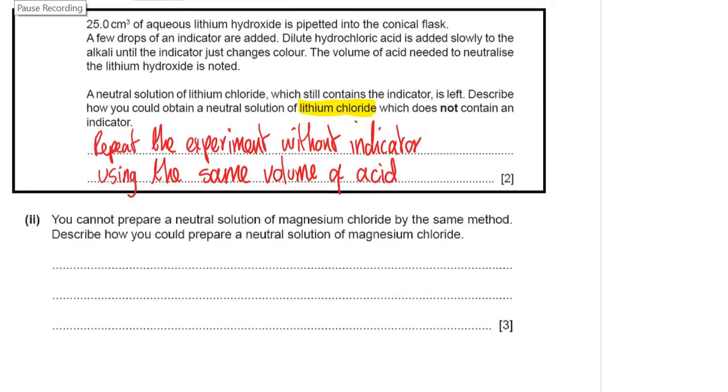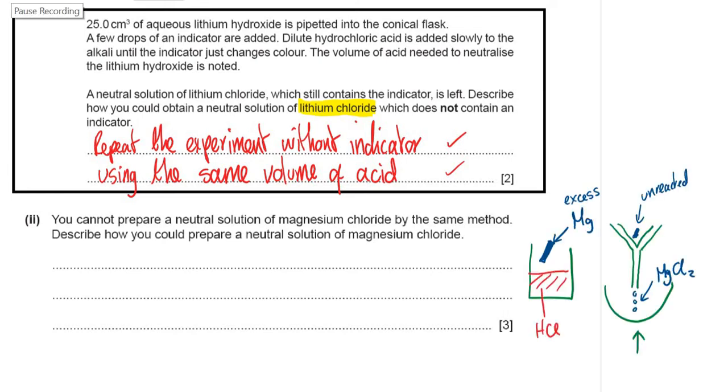You can see here what I've written, that would have given me 2 marks. Repeat the experiment without the indicator is the first mark, and using the same volume of acid is my second mark. Now let's go on to part 2 of this question. It says you cannot prepare a neutral solution of magnesium chloride by the same method. How would you prepare a neutral solution of magnesium chloride?